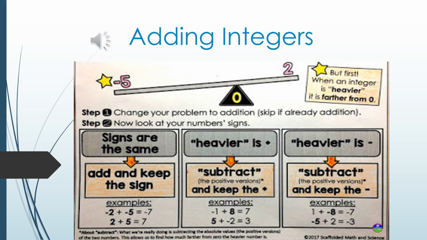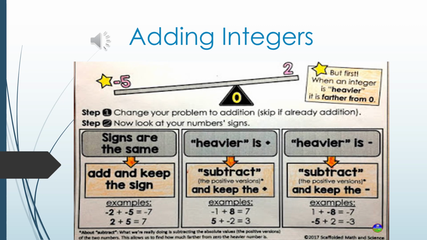What happens if they're different and the negative sign is heavier? Well, you're going to subtract and keep the negative sign. For example, 1 plus -8 equals -7. You subtract it and you keep the negative sign because 8 is bigger than 1. And in the example, -5 plus 2 equals -3. You subtract it and you keep the negative sign because 5 is bigger than 2.